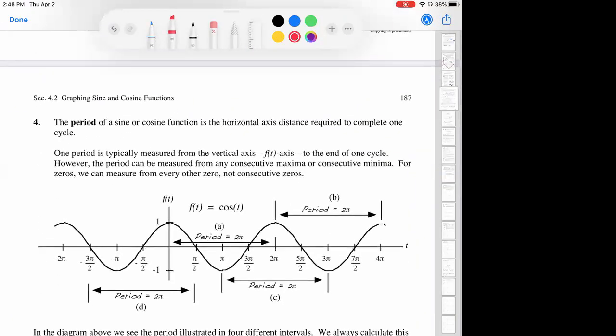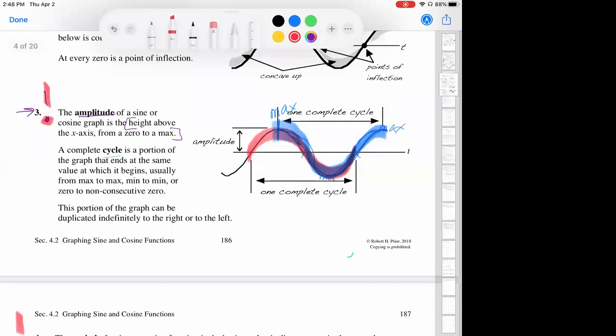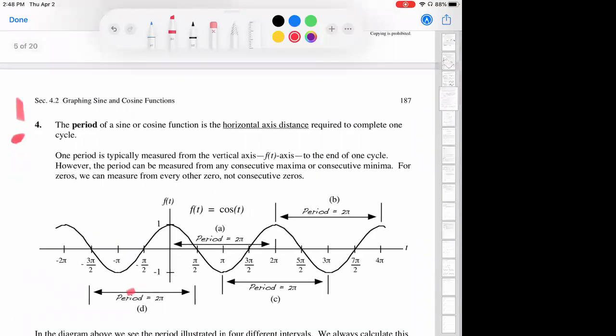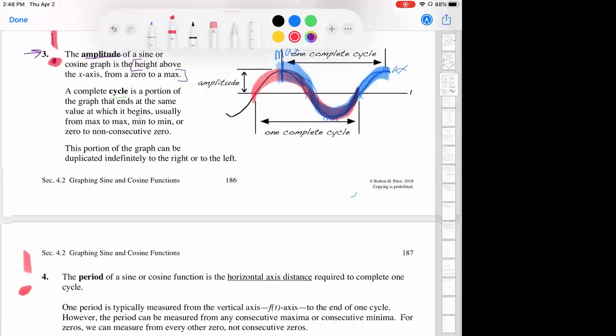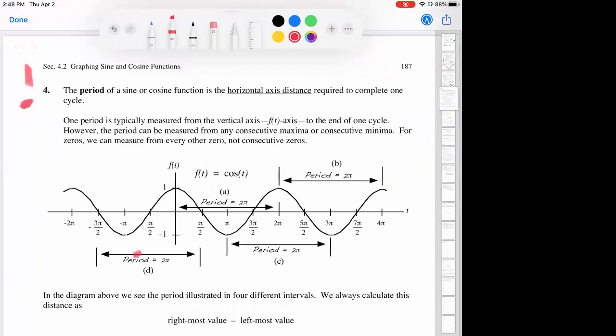Fourth, super important, a period! So those are important things to know: amplitude and a period. The period of a sine or cosine function is the horizontal x distance required to complete one cycle. So we saw what a cycle is. Now we're defining it as a distance to be called a period. One period is typically measured from the vertical axis, the f(t) axis, to the end of one cycle. However, the period can be measured from any consecutive maxima or any consecutive minima. For zeros, we can measure from every other zero, not consecutive zeros.